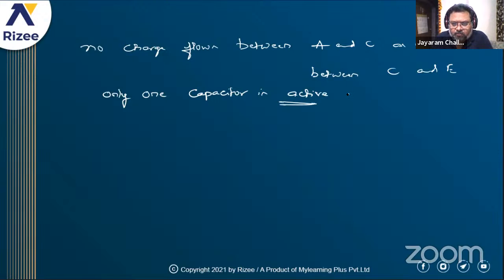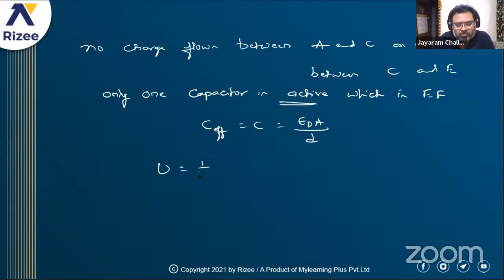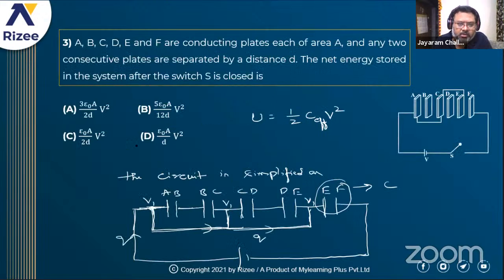Which is the last one, that is E and F. So C effective is equal to C is equal to epsilon naught A by d. Let us substitute in the energy U is equal to half C value, epsilon naught A by d, into V square. Or if I rearrange this, epsilon naught A V square by 2d. So this comes out to be our option, epsilon naught A V square by 2d in the denominator. So it should be option C.